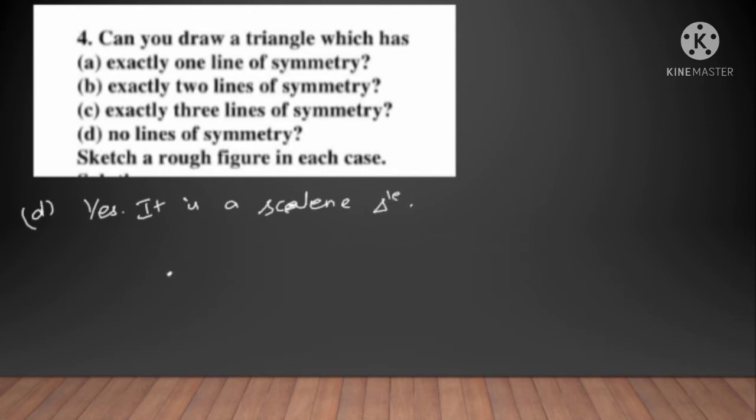In a scalene triangle, all the sides will be different. So there is no line of symmetry. So these are the answers for fourth question.